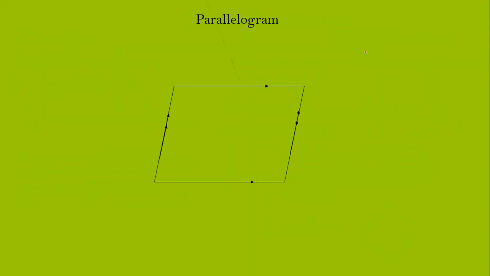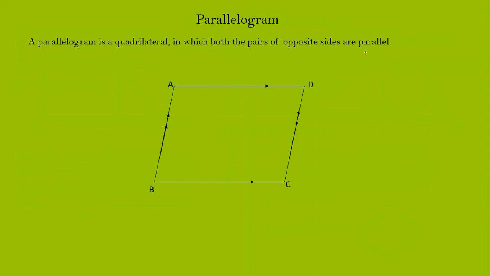The two opposite sides are parallel. Okay, so a parallelogram is a quadrilateral in which both pairs of opposite sides are parallel. लेकिन ट्रापेजियम में क्या था? ट्रापेजियम में हम लोगों ने देखा था कि only one pair of sides is parallel, but in case of a parallelogram, both pairs of opposite sides are parallel. A, B, C, D. ठीक है.